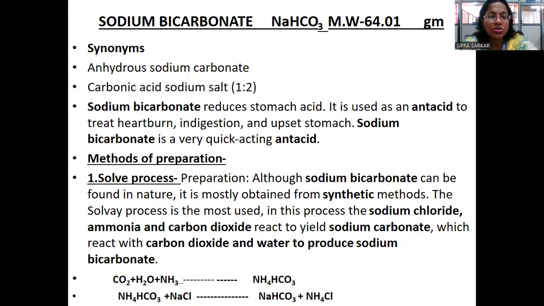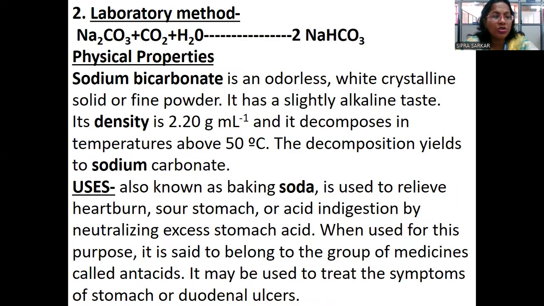The solvay process is the most used process, where sodium chloride and carbon dioxide react with sodium carbonate, which reacts with carbon dioxide and water to produce sodium bicarbonate. See the reaction. First CO2, H2O and ammonia are reacted. As a result, ammonium bicarbonate is produced. This ammonium bicarbonate is again reacted with sodium chloride, and sodium bicarbonate, NaHCO3, is produced along with ammonia. Now coming to the laboratory method, that is one of the important methods where sodium carbonate, carbon dioxide and water react to produce sodium bicarbonate.